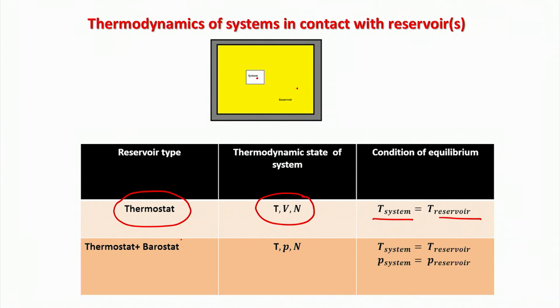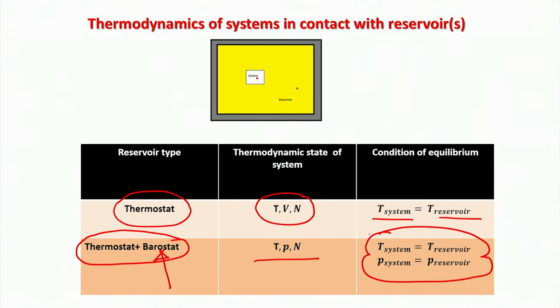Similarly, if you put the system in contact with a thermostat and a barostat, which is nothing but a pressure reservoir, then you would find it convenient to define the equilibrium state in terms of temperature, pressure and number of particles. And in that case, you will see the final equilibrium state is established when the temperature and pressure of the system is equal to the temperature and the pressure of the reservoir respectively.